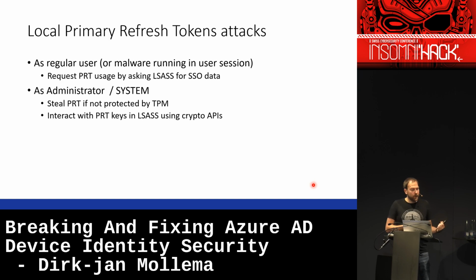Of course, if you're administrator or if you're system on the device, then you can also dump the LSASS memory, and you can also steal the primary refresh token and the session key, but not if it's protected by TPM. If there's no TPM, then all the things will be stored in software, and you can dump the plain key. But if it's stored in a TPM, then you cannot. Even if there is a TPM, as administrator, of course, you can still interact with the PRT and the session key, and you can just ask the TPM to perform the cryptographic operations for you. So we'll look at that in a bit as well.